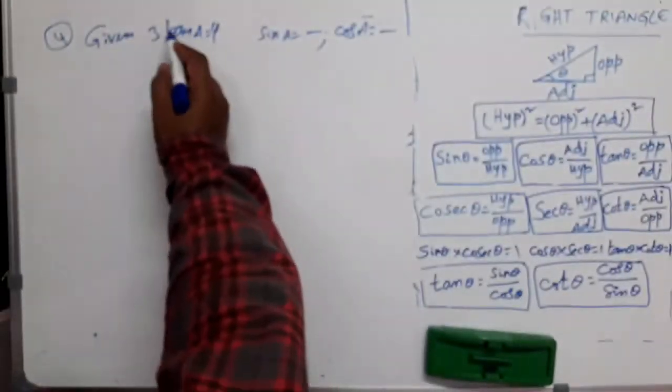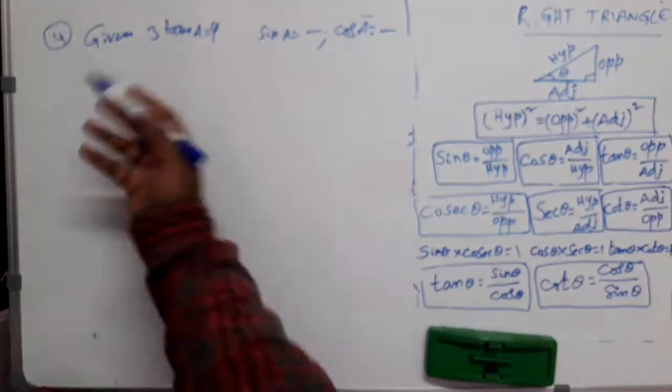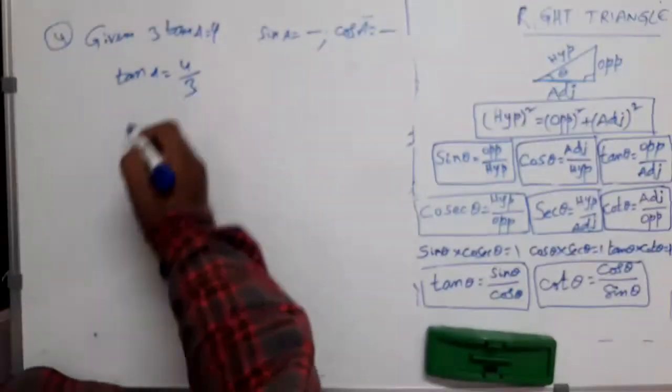Yes. See, of course, tan A is involved here. That is, one trigonometric ratio is involved, right? We have how many trigonometric ratios? 6 ratios. Of these 6 ratios, one ratio is involved here. You have to find the value of two more ratios. See, from this, what can you write? tan A is 4 by 3, right? Can you write like this? Yes.